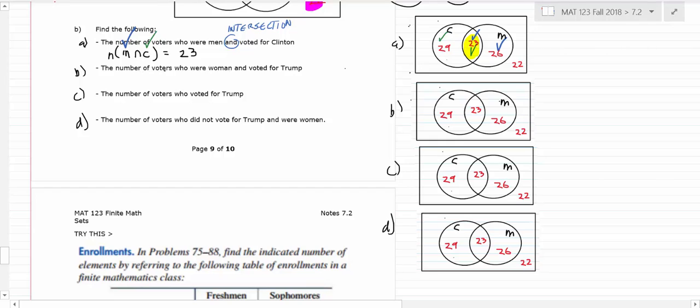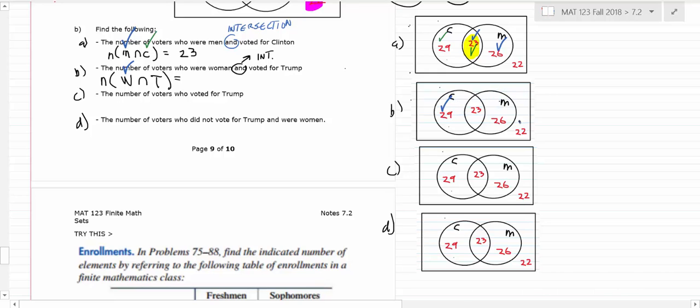The next one means the number of voters who were women and voted for Trump. Again, and means intersection. So what we're doing is women who also at the same time voted for Trump. I'm going to do exactly the same approach. I'm going to put a check mark by all of the women.